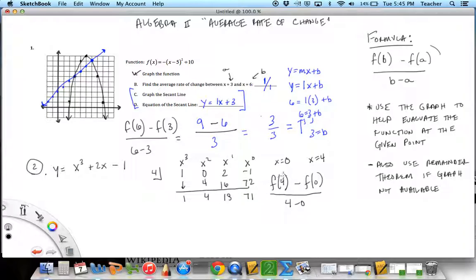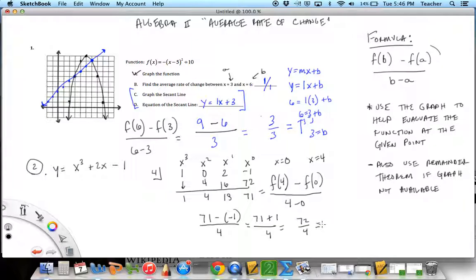All right, so this value right here is 71. So f of 4 equals 71. So 71 minus, if I plug 0 in for x, all I get is negative 1, all over 4 minus 0, which is 4. So the average rate of change that I just found is 71 plus 1 over 4, which equals 72 divided by 4.